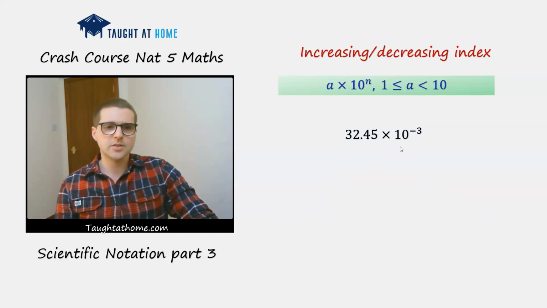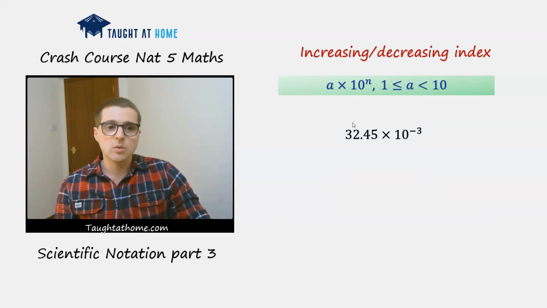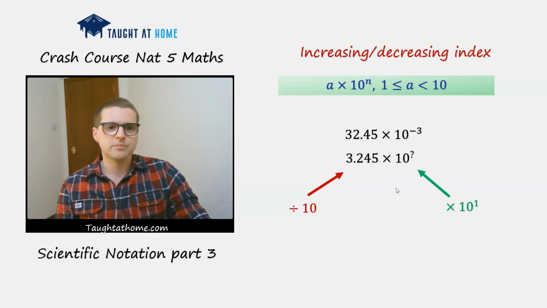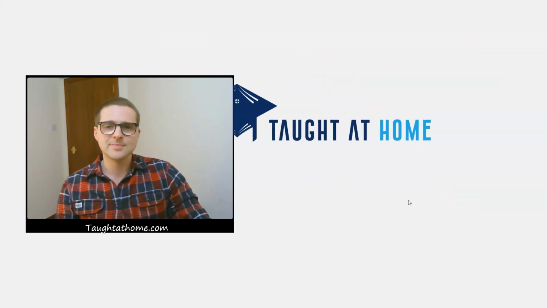32.45 times 10 to the negative 3. Again, we need this decimal point between the 3 and the 2, so we're going to be dividing this number by 10. So we're going to have to times this by 10 to keep it in proportion. And then we're going to be adding 1 to this negative 3. So that will become times 10 to the negative 2. And that's how it's done.